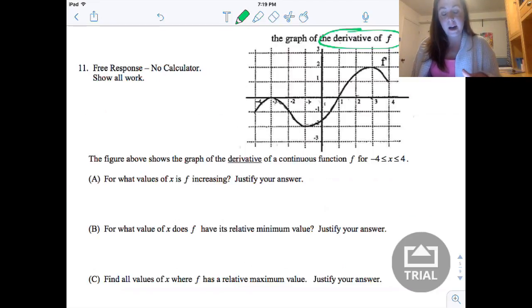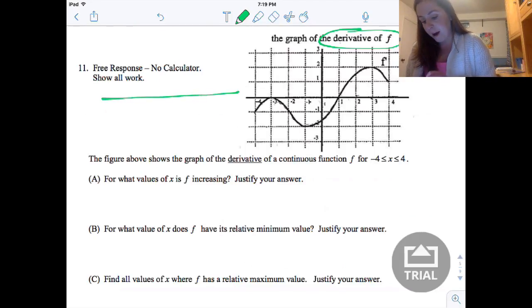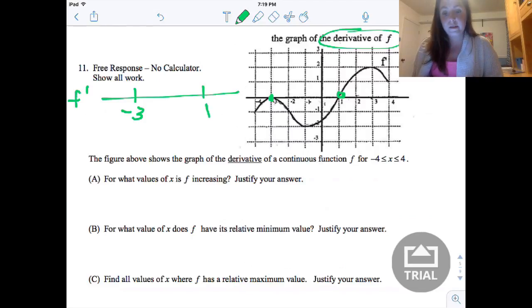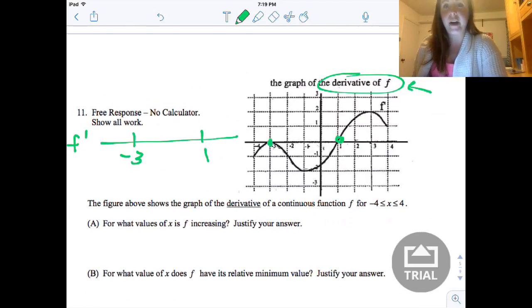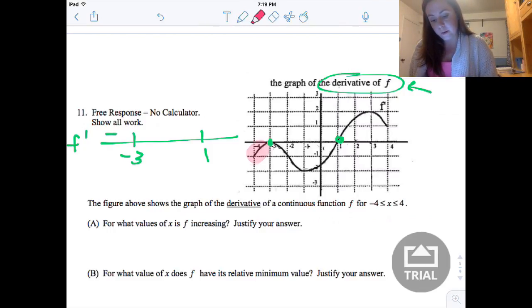Some people find it really helpful here to actually start out by just making sign charts. So I could say, okay, for f prime, let's look at this. This is f prime, right? This is the graph of f prime. And it equals 0 at -3, at 1. So I'm going to have turning points at -3 and at 1. Or at least points where it equals 0, right? Critical values. To the left of -3, it's below the x-axis. So that's negative. To the right of -3, it's also below the x-axis. So that's still negative. And then to the right of 1, it's above the x-axis. So that's positive.